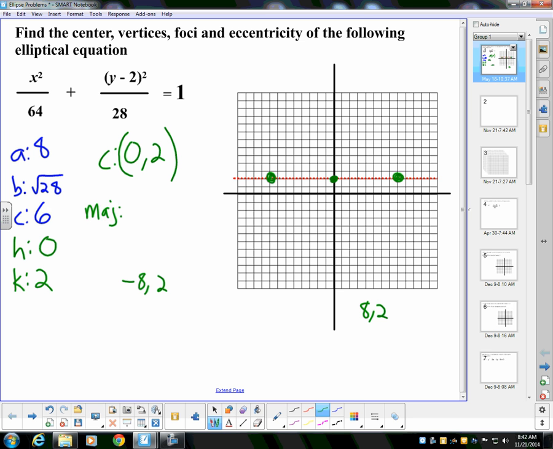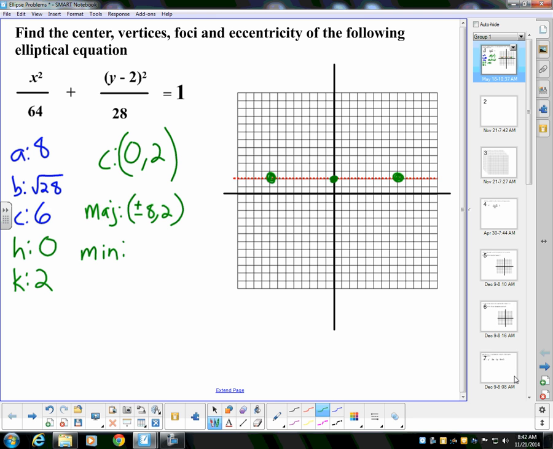But if we want to stay consistent with a pattern that we're going to start to see here, then really what we can say is that our major vertices are at plus or minus 8, comma, 2. Plus or minus 8, comma, 2. So you're going to start to see your points condensed like that. So that's the major vertices.